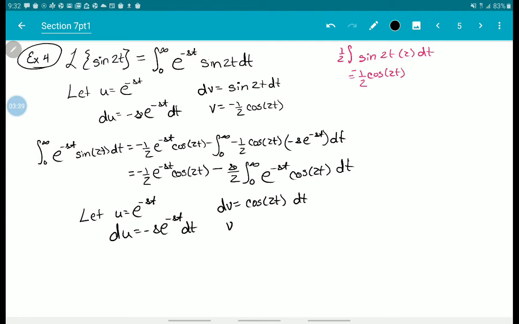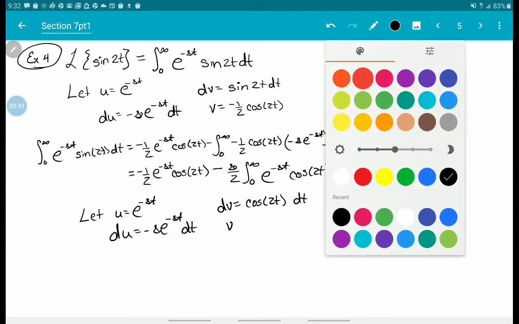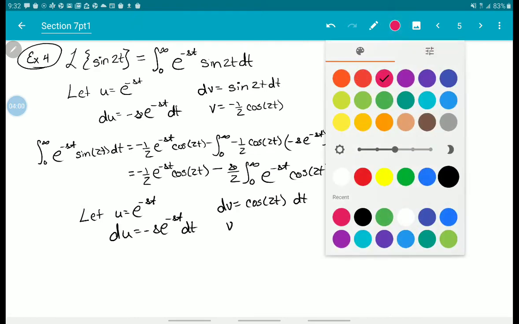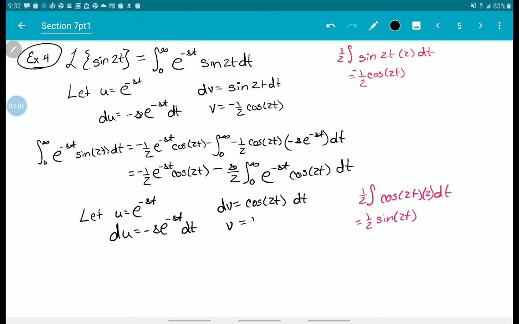So then we need to integrate that cosine. So I'm going to do that off to the side. If we integrate cosine of 2t, we're doing a u substitution. We're missing the 2, and we can compensate with a 1/2. Integrating cosine gives us sine. So our v is 1/2 sine of 2t.